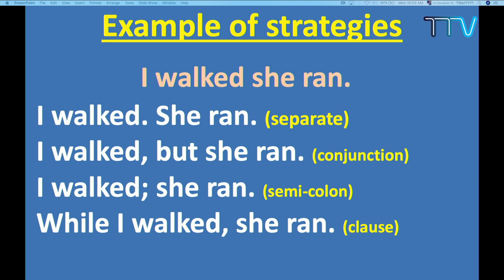What you have to keep in mind is the meaning of a run-on sentence: two sentences going together without any break. So that is run-on.